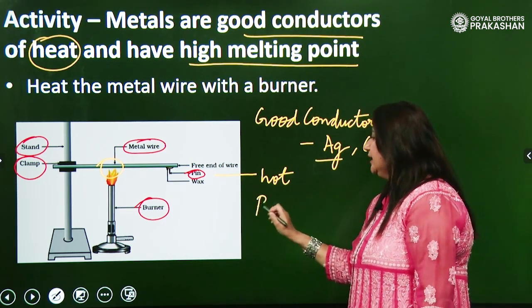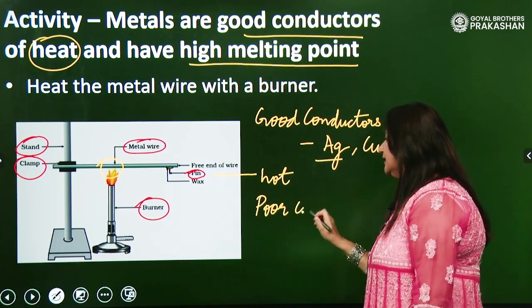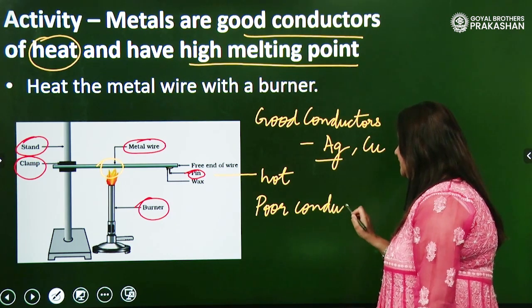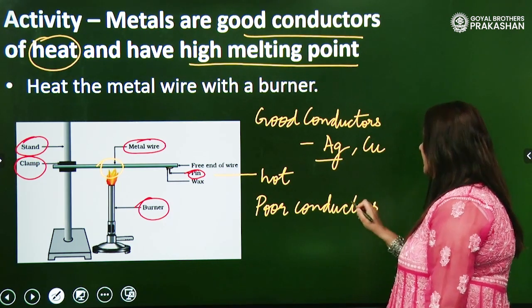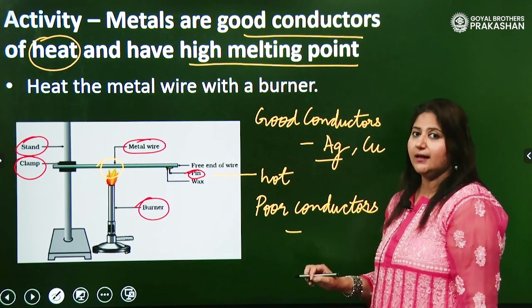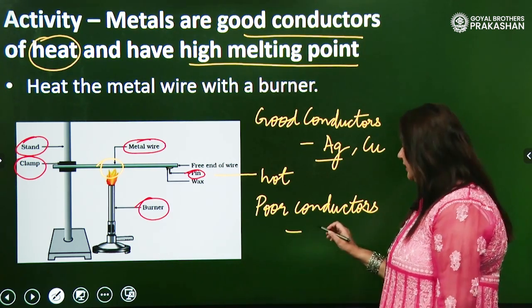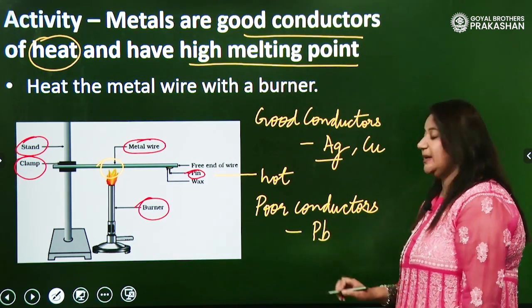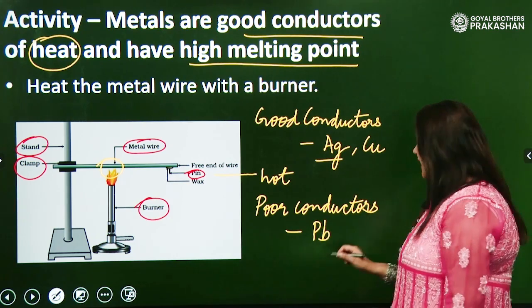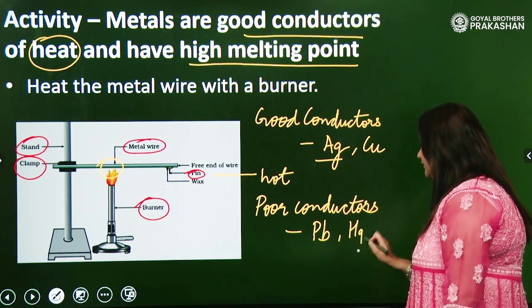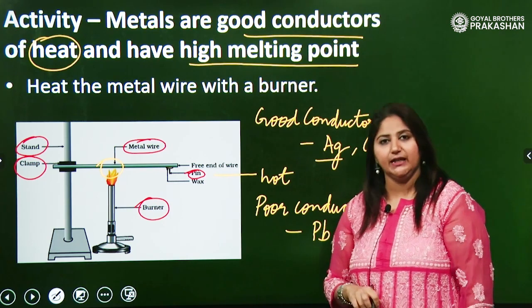Then there are poor conductors also. Yes, there are poor conductors of heat. And which are those poor conductors, children? For example, the poorest conductor of all is lead. Pb is lead, right? And it is followed by mercury. So they are poor conductors of heat.